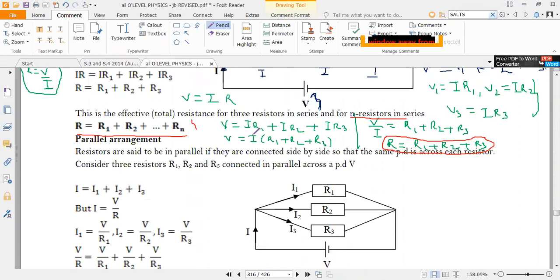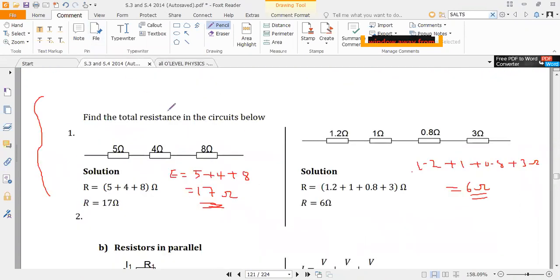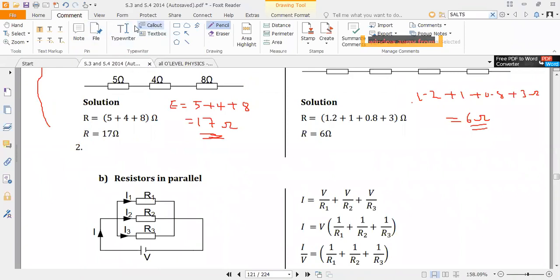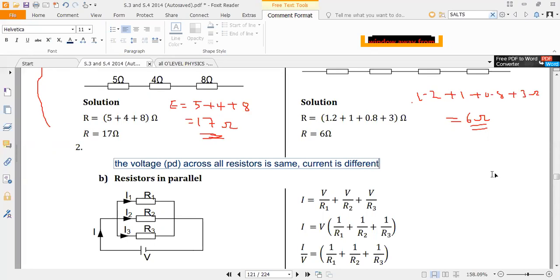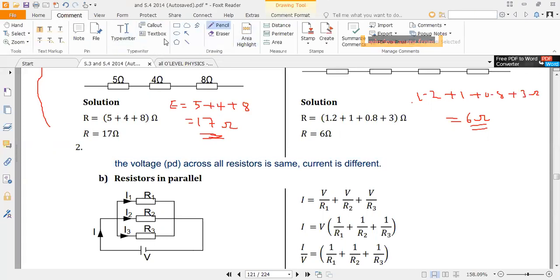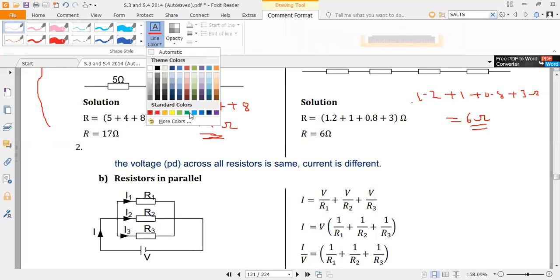So let's look at the second category of resistors, or what we call resistors which are arranged in parallel. For resistors in parallel, the voltage, or what we can call the PD, across all resistors is the same. It is the current which is different. Current is different across each of the resistors which are arranged in parallel. Voltage is the same, but current is different across all the resistors.